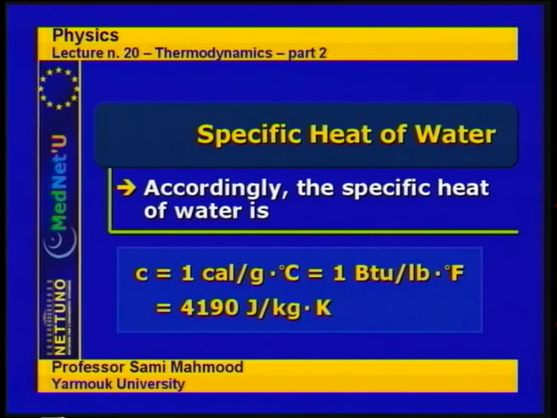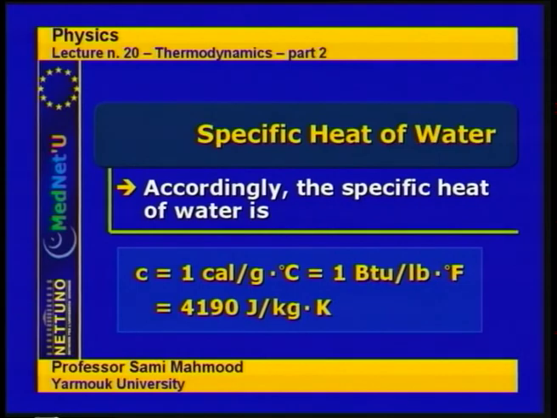From this, coupling this definition with the equation that relates the heat absorbed and the change in temperature, we arrive at this definition of the specific heat of water, which is 1 calorie per gram per degree centigrade. And that is also equal to 1 British thermal unit, BTU, per pound per degree Fahrenheit. That also comes from the definition of the BTU.